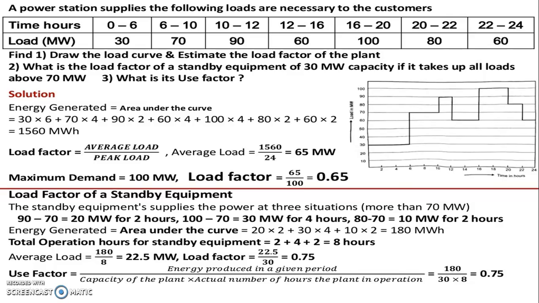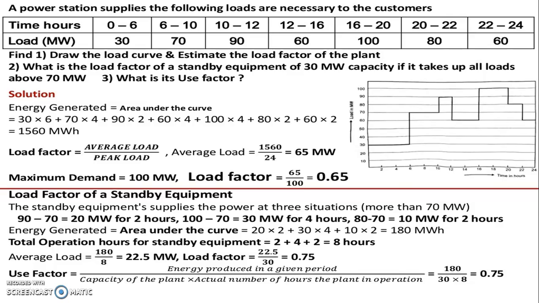Using this given data we have to draw the load curve and then estimate the load factor of the plant. Then what is the load factor of a standby equipment of 30 megawatt capacity if it takes up all load above 70 megawatt? Then finally what is its use factor? So we have to calculate the use factor.